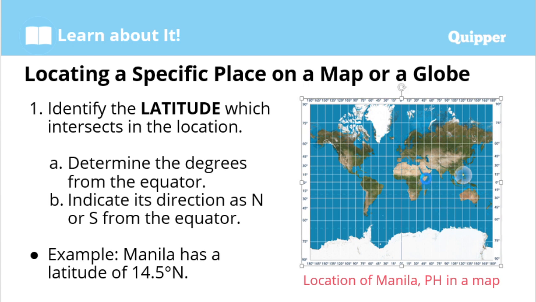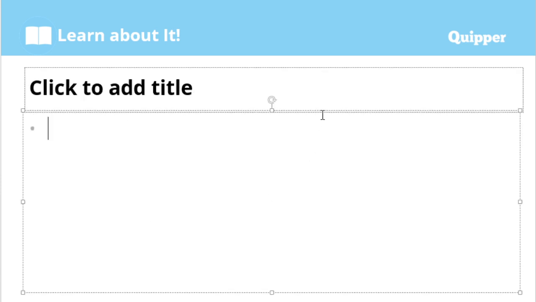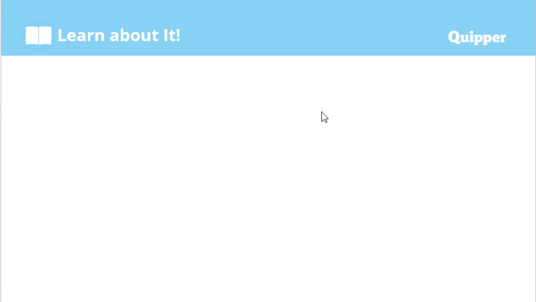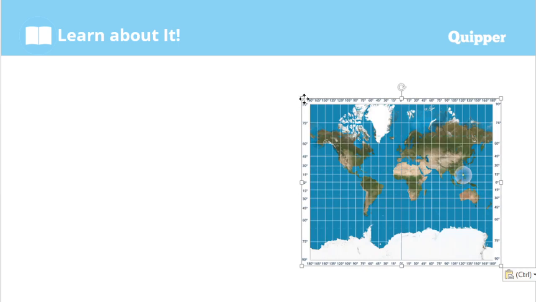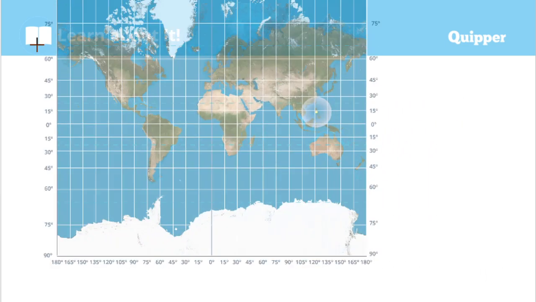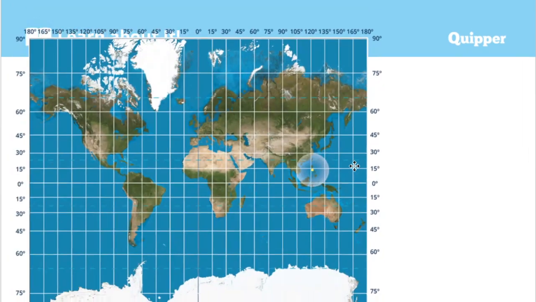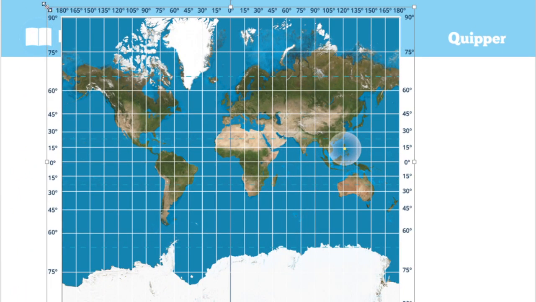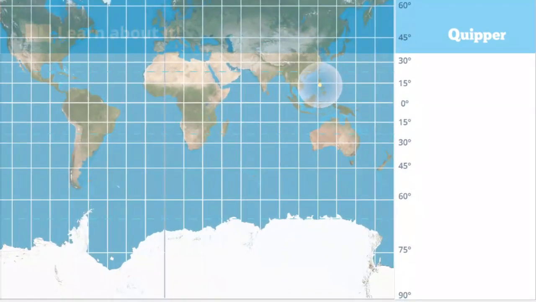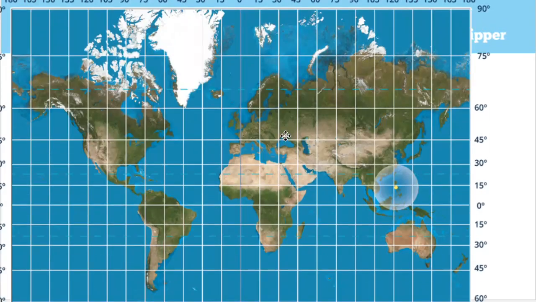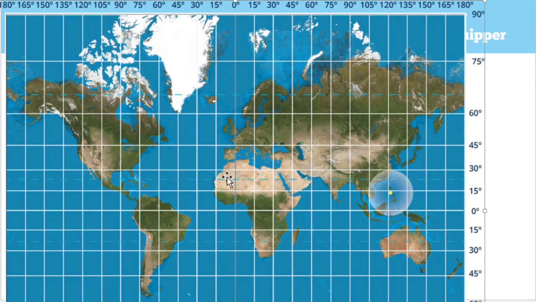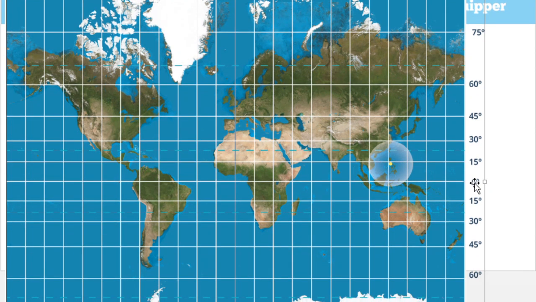Alright, let me make another slide. And let's make this one bigger. Let's enlarge this one. Alright, so makikita natin dito that here in the Philippines, sa Philippines po makikita natin, you get to see that this is a broken line. You get to see that, no?